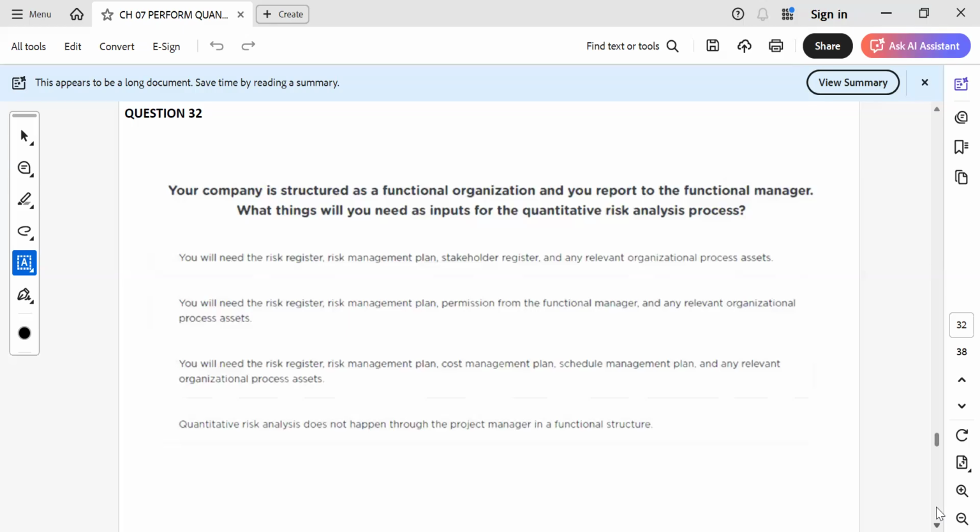Option B, sir. Why? Because this is a functional organization. The power is in the functional manager. So for conducting qualitative risk analysis, we have to take permission from the functional manager.